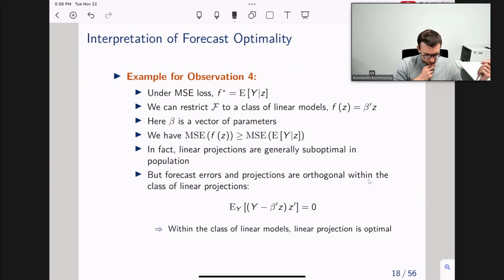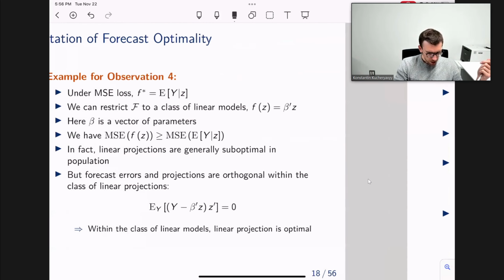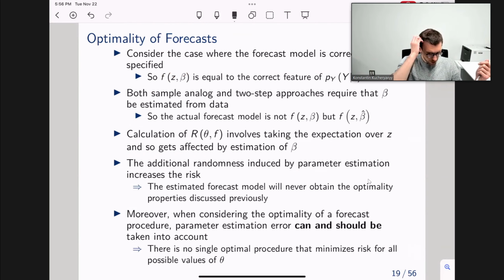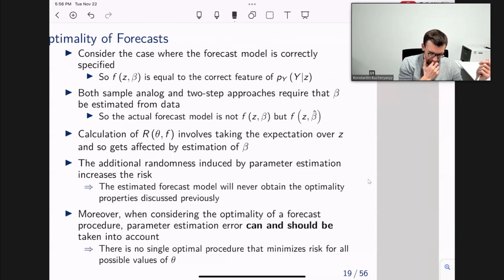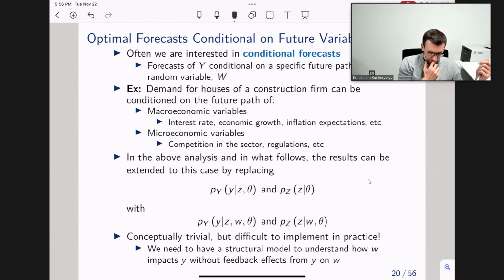Let me skip this example. I don't want to spend too much time. I want to move on a bit. One more point about optimality of forecasts that I want to make later. Let me talk about this slide, and then I'll go back to the previous slide.